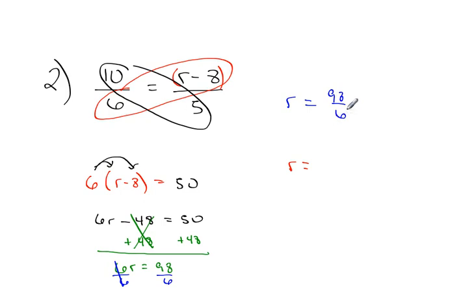Can I reduce both these fractions? The answer is yes. I can reduce these fractions by dividing both of them by 2. 98 divided by 2 is 49, and 6 divided by 2 is 3. Can I go any further than that? The answer is no. Box around my answer. So r is equal to 49 over 3.